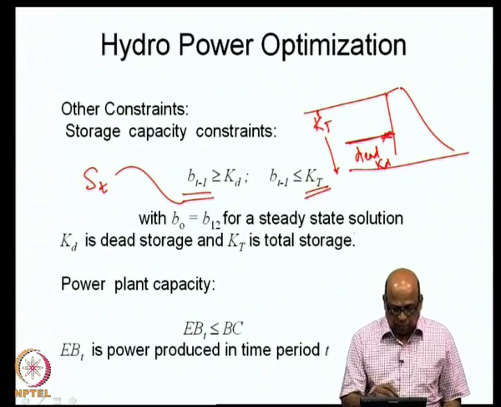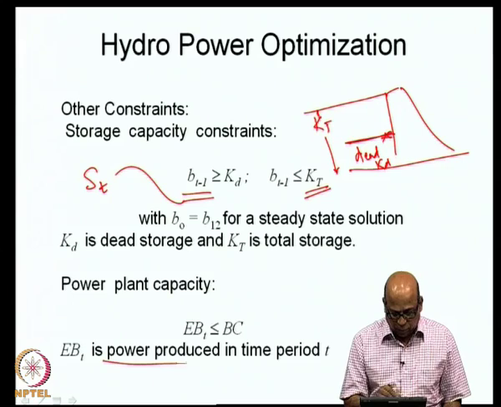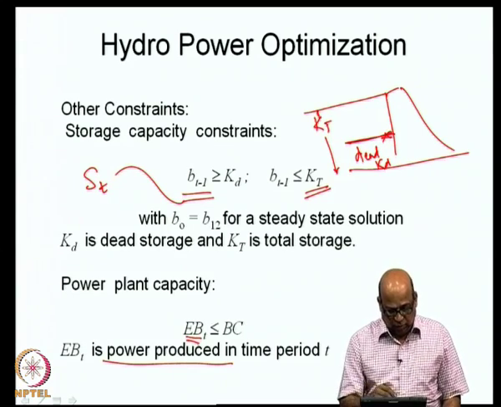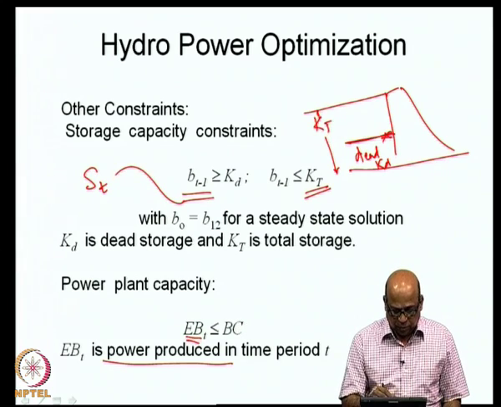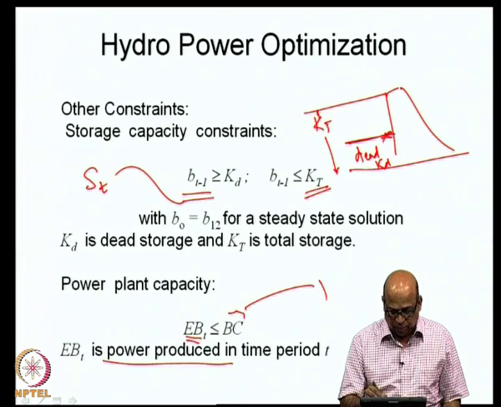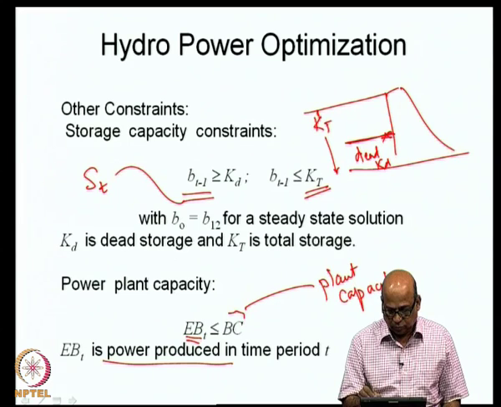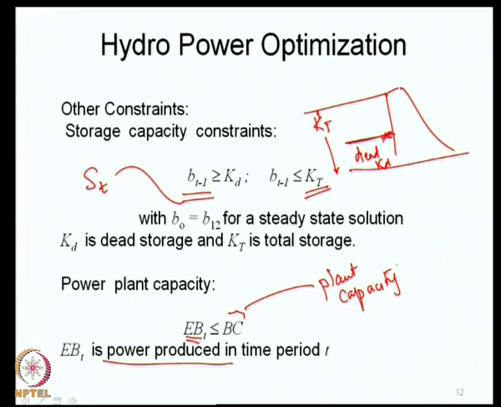Then we have the power plant capacity. If you have a power produced in time period t, we denote it as E B t. E B t is the total power that is produced in time period t, and it must be less than or equal to the plant capacity. So, this is the plant capacity itself. Then we need to write E B t also in terms of the release and the storage. Now, we are writing all the constraints now. We will also write the objective function presently.